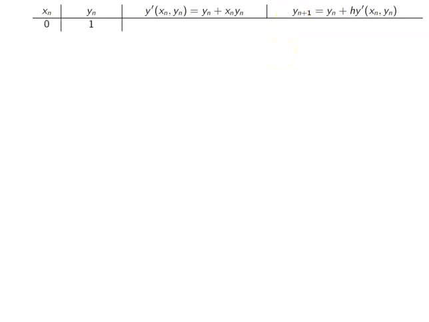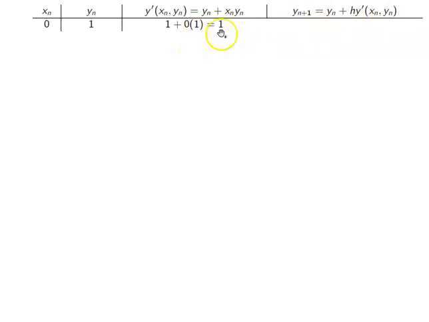So we have our table. I start off at 0, 1, right? When I plug in 0, I get out 1. So I'm going to plug 0 and 1 into my DE in order to get the rate of change at that point. Okay, so I plug in 1 plus 0 times 1, and that is equal to 1.